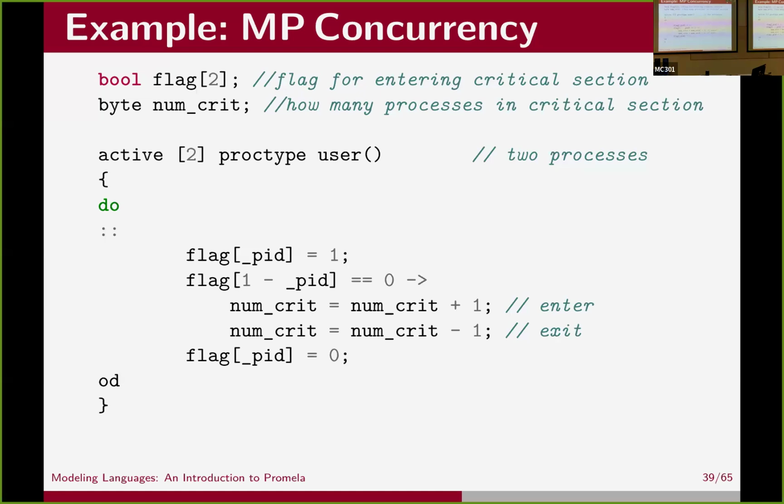So we can say, I set my flag to 1. And if the other person's flag is 0, then I can go into my critical section and then set my flag again to 0. So what's the critical section? We're not doing anything. We're just keeping track of that with this byte, basically saying how many processes are at this time in the critical section. If we enter, we increase it. If we leave it, we decrease it.